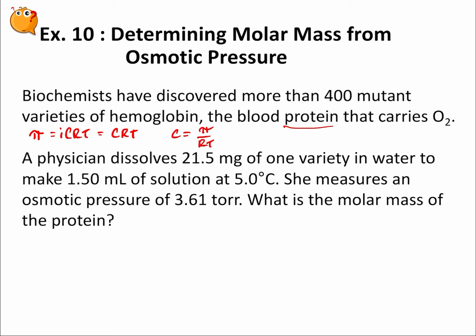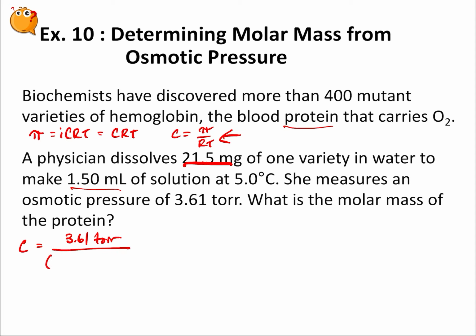So once we have the concentration, we can use the volume to get the number of moles, and because then we have milligrams and moles, we can figure out the molar mass, which helps to identify what the molecule might be. So we'll start out using this particular equation right here. The concentration of this solution that the physician is looking at is going to be equal to the osmotic pressure pi, which is 3.61 torr, divided by, first of all, R.